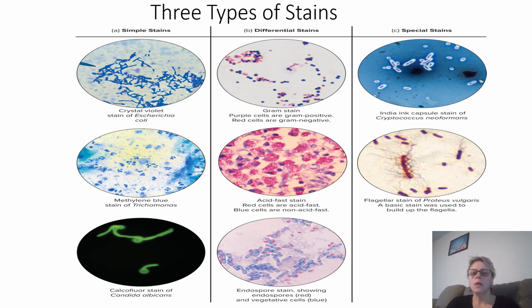And then the third column we have special stains: India ink capsule stain of Cryptococcus, and the last one is the flagellum stain of Proteus vulgaris. A basic stain was used to build up the flagella. So there is an example of the stains that you would see under a microscope.